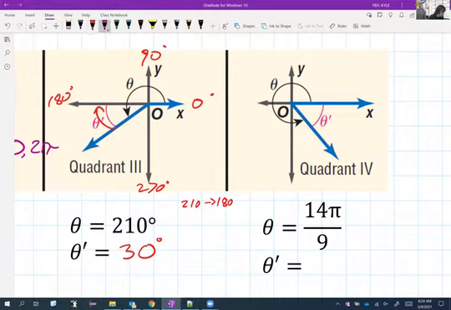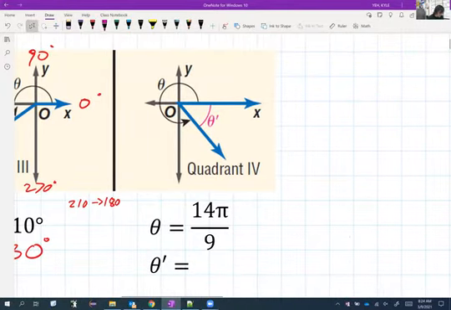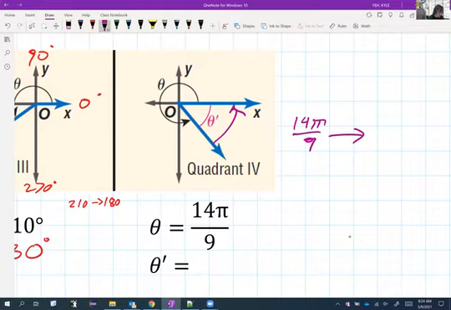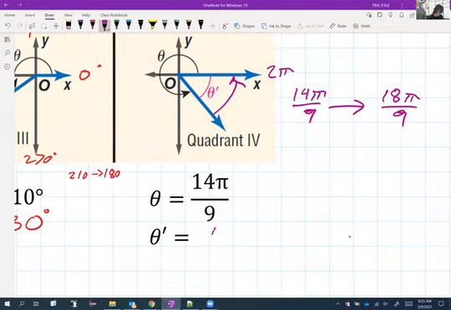Hopefully on this fourth one, you got a little bit of practice with radians. We're at 14 pi over 9. We could go back, we could go forward. We want to choose the smallest one. So I'm going to go forward. And so I'm going from 14 pi over 9, and I need to get to 2 pi because that was a full circle, right? So getting to 2 pi, that means I'm trying to get to 18 pi over 9, getting a common denominator. And so what would it take to get me from 14 pi over 9 to 18 pi over 9? It would take me 4 pi over 9 radians.